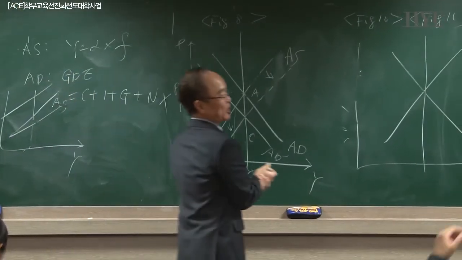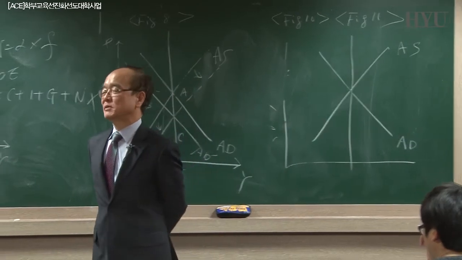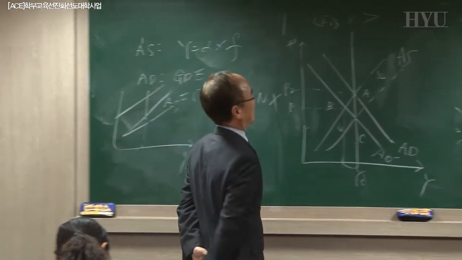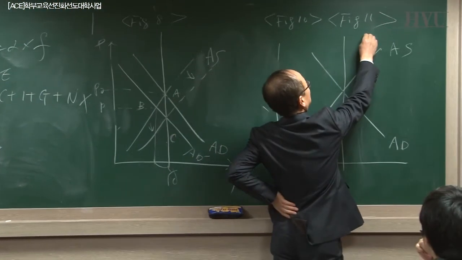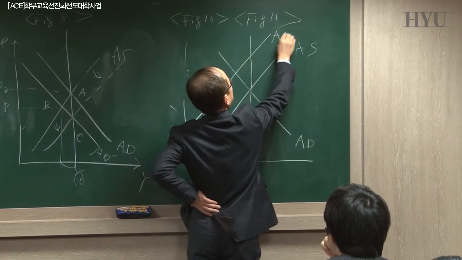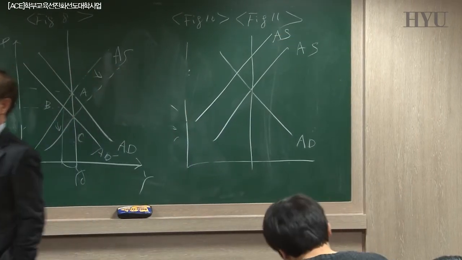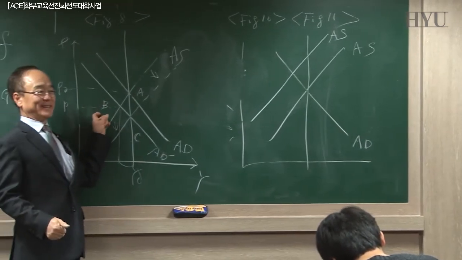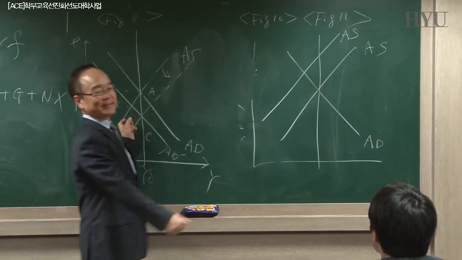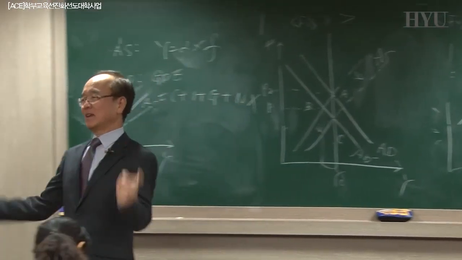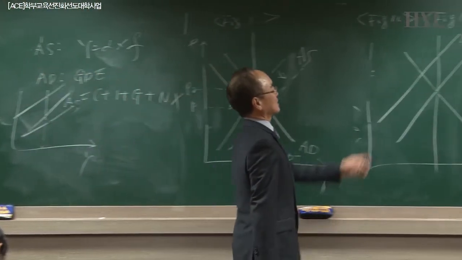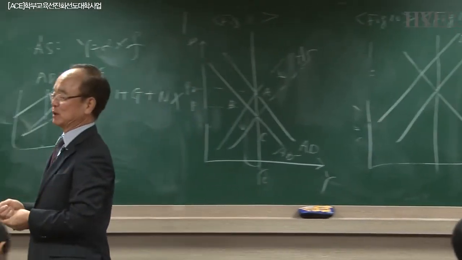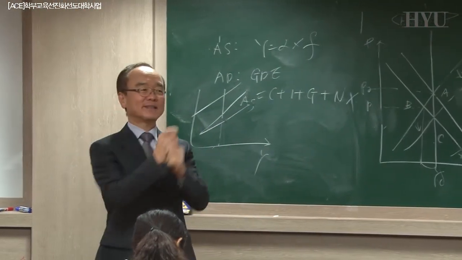Supply shock, oil shock. So which curve is affected? With an oil shock, AS goes up. The situation is different from demand shock, whatever it is, stock market crash, real estate market crash, anything. Yes, this is a supply shock due to such an event as the oil crisis.